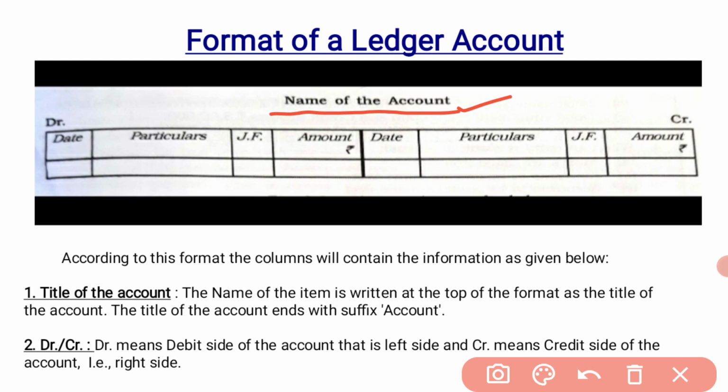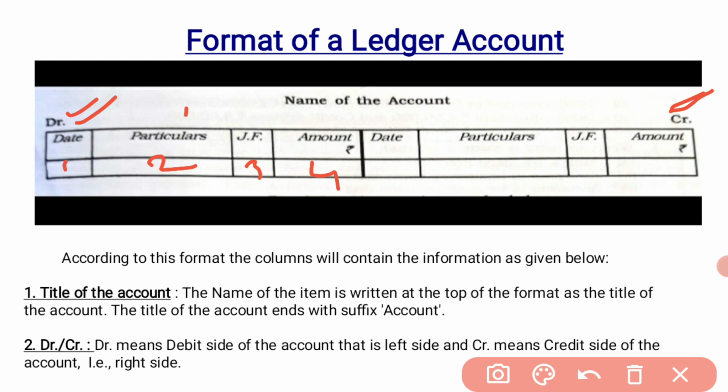Now this is the format of how the ledger account is to be prepared. Here we write debit side and here credit side. This is left side and right side. The first column is the date column, second column particulars, then JF, which is nothing but journal folio. Then the fourth column is amount. This is the debit side.